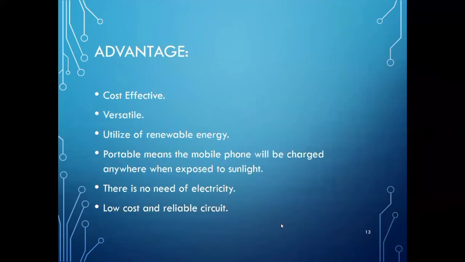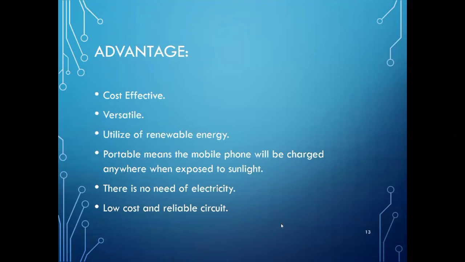As we all know, gadgets have their own advantages and disadvantages. Here are some advantages. Cost effective. This solar mobile charger is not so costly. The minimum rate of this product could be 350 rupees. Versatile. We are saying it versatile because it is able to adapt to many different functions or activities, like we can use different kinds of USB cable for charging different kinds of mobile phones.